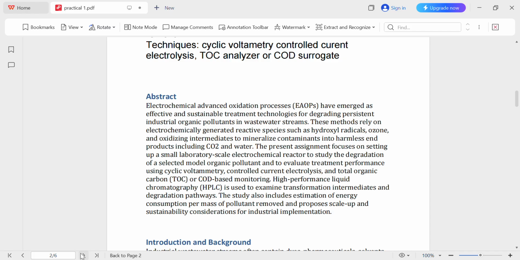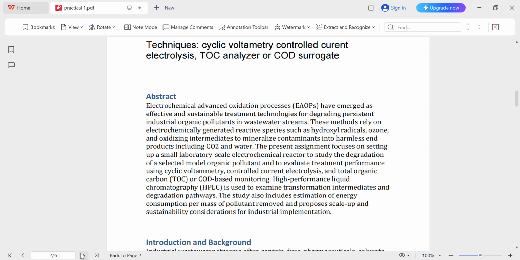The present assignment focuses on setting up small laboratory scale electrochemical reactors to study the degradation of selected model organic pollutants, and to evaluate the treatment performance using cyclic voltammetry, controlled current electrolysis, and total organic carbon and COD based monitoring. In this study, we built small lab reactors to test the process. We chose one chemical pollutant as an example to study. We use different lab tools and techniques.